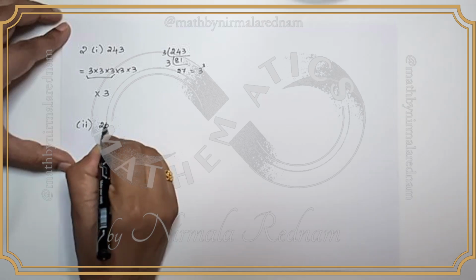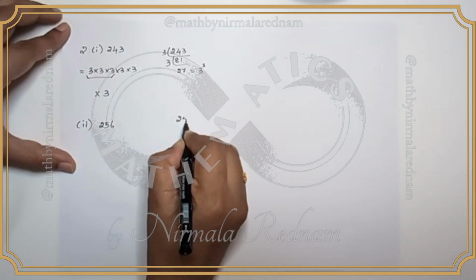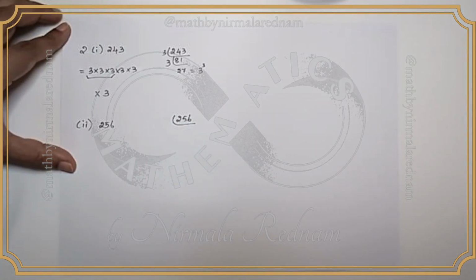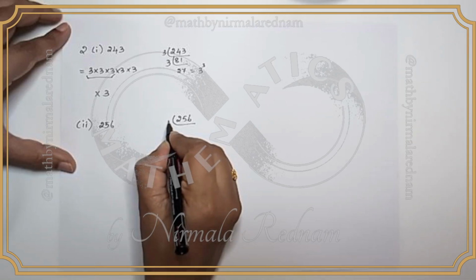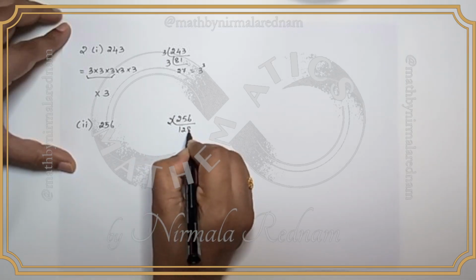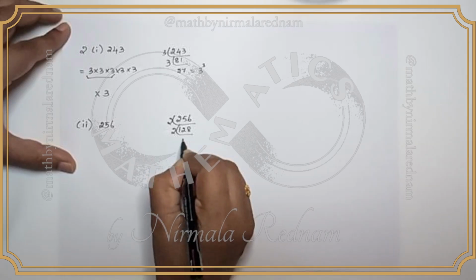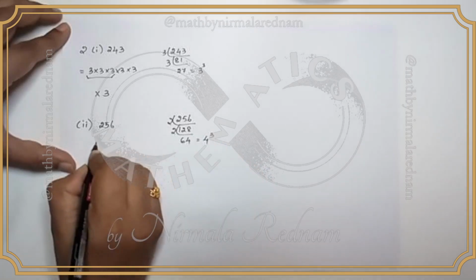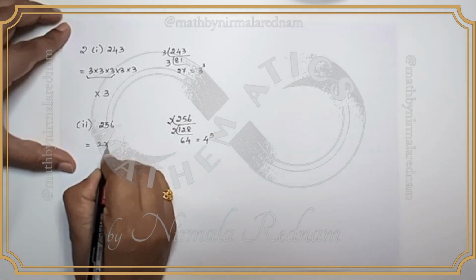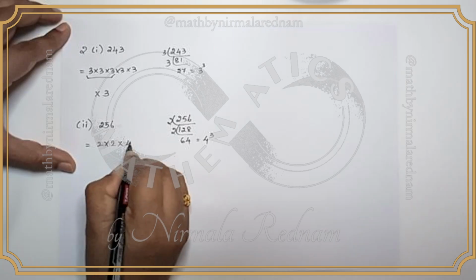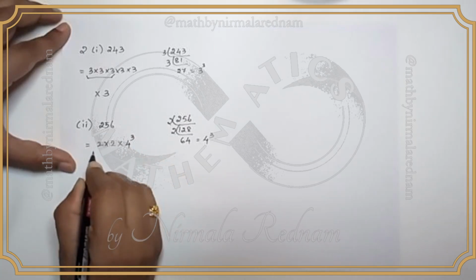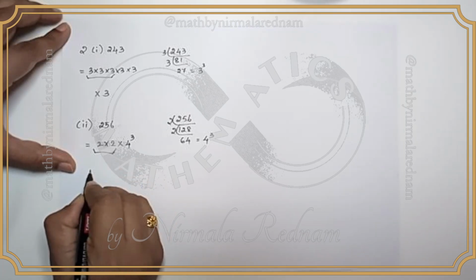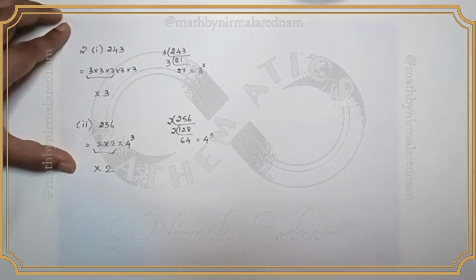Next is 256. So here I'm going to start with 2, 128, 64. 64 is 4 cube, right? So I have 2 into 2 into 4 cube. So here I have a 2 missing. Therefore, I have to multiply it with 2.